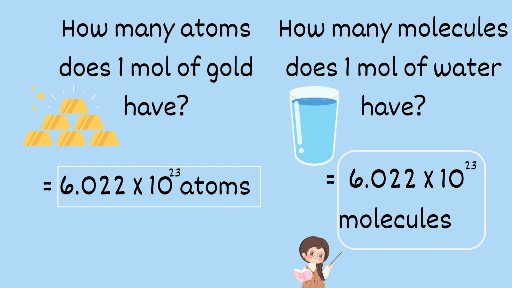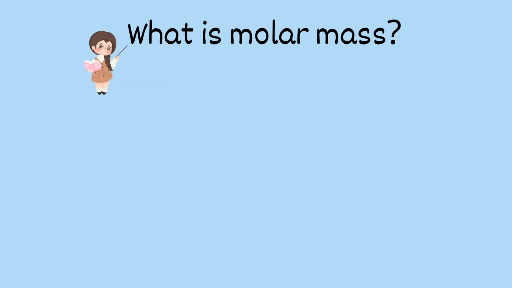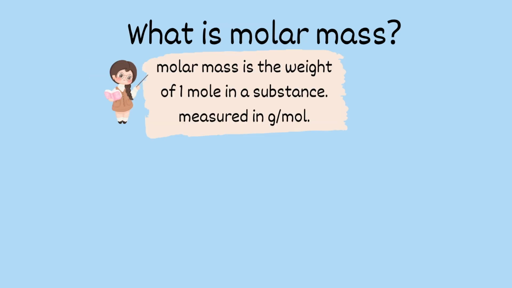Okay, so now that we have a general understanding of what a mole is, what is molar mass? Molar mass is the weight of 1 mole of a substance measured in grams per mole. That means grams and moles are proportional to each other. As one increases or decreases, the other does the same.